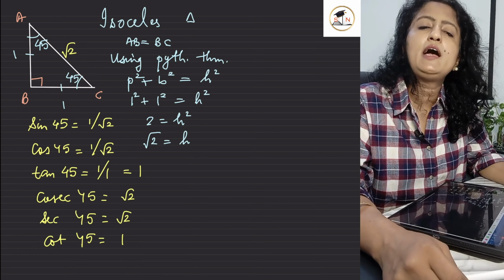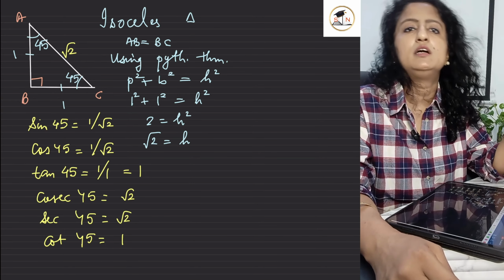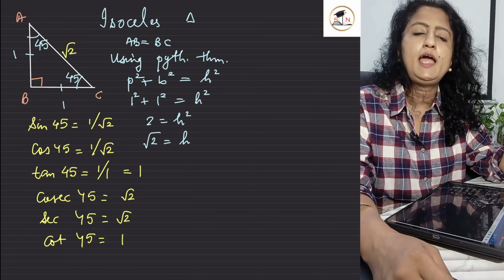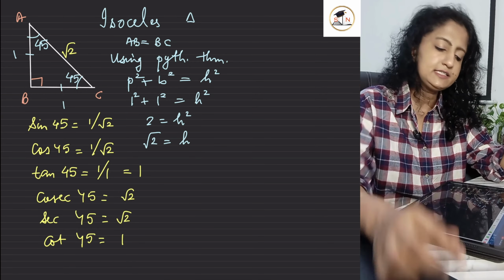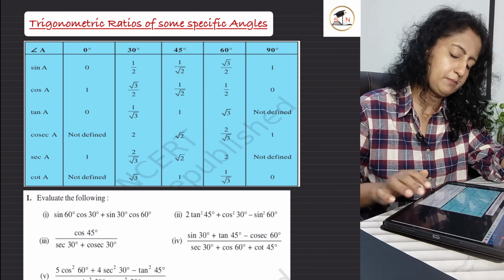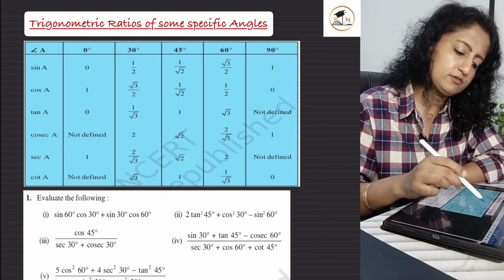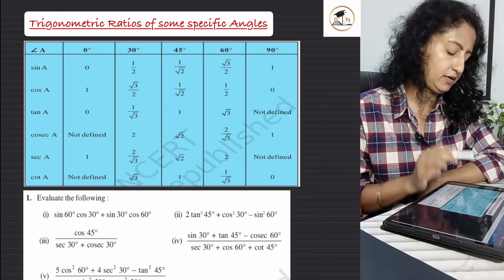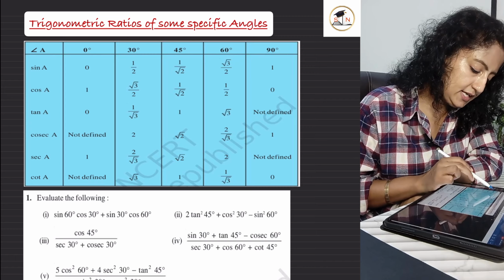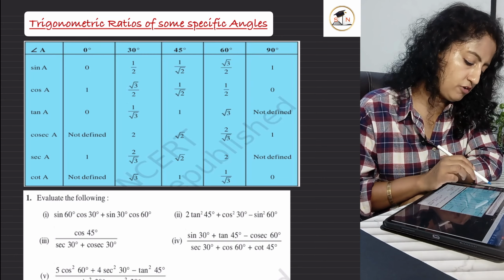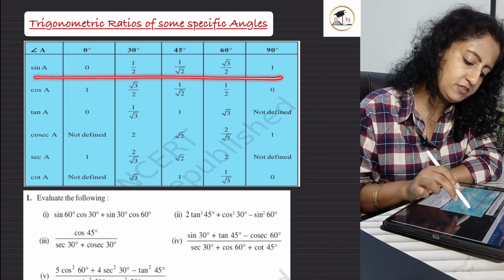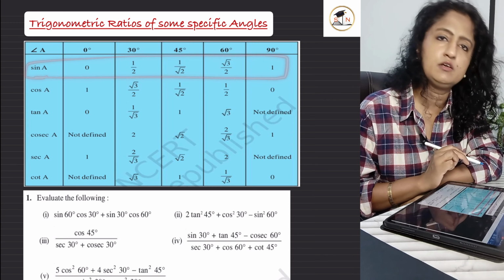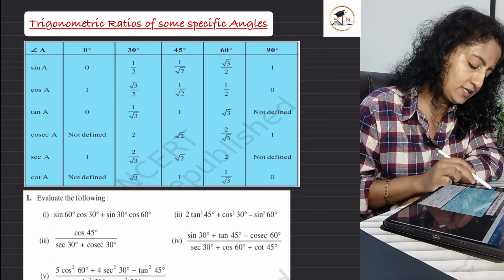So hence we have got the values of 30 degree, 45 degree and 60 degree. Now let's quickly come back to the table and understand all the values. I'm going to highlight things over here. First, let's see sine. Let's see the row of sine. We will just focus on this value. Okay. So what is sine 0?